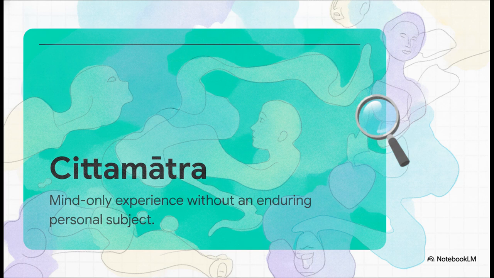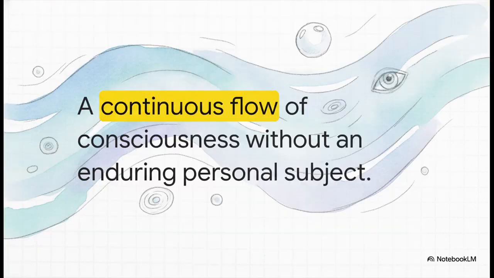And Yogacara does something absolutely fascinating here. It completely deconstructs the notion of an enduring personal subject. It dissolves this comforting idea that there is a permanent individual self, an unchanging you, just standing securely behind all of your experiences pulling the levers. So in this state, what remains is absolutely not an individual self. It's just a continuous flow of consciousness, chitta or vijnana.